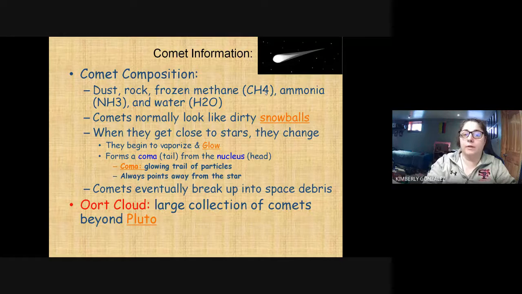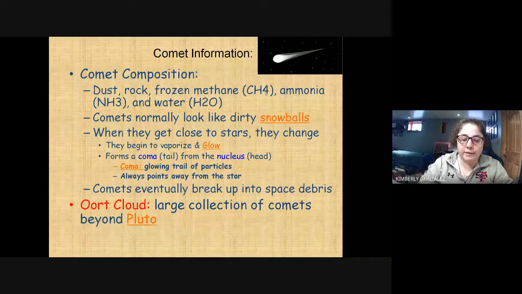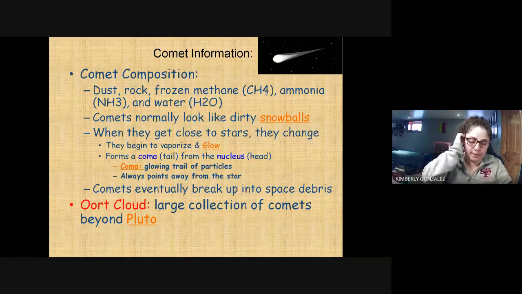Now, there's this thing known as an Oort cloud. It's kind of a fun name to say, Oort. Basically, outside of Pluto, there is a large collection of comets. And if you think about it, it makes sense. Pluto would have been our coldest planet because it's the furthest away from the sun, if it was still considered a planet. It's not, it's a dwarf planet.